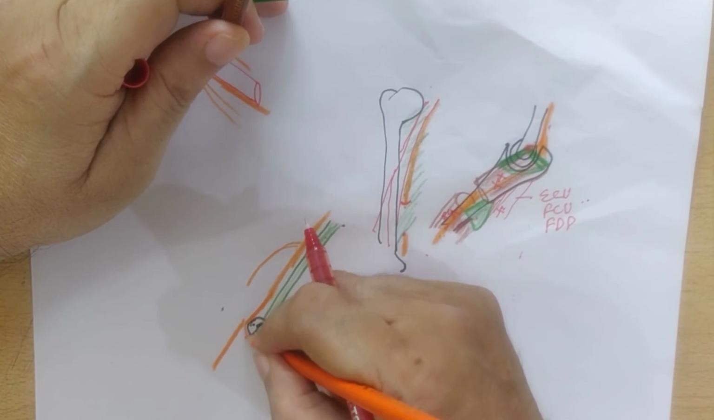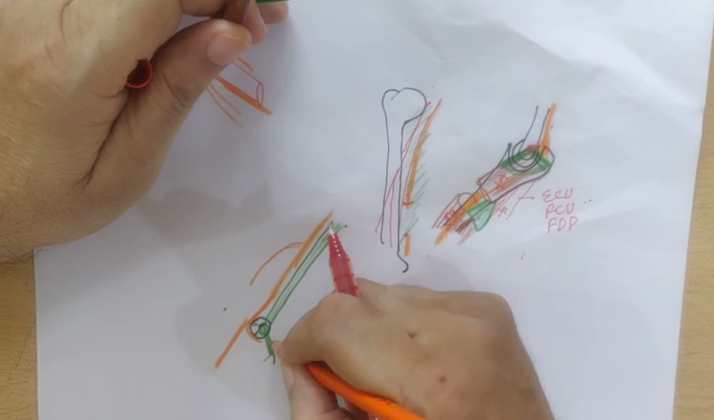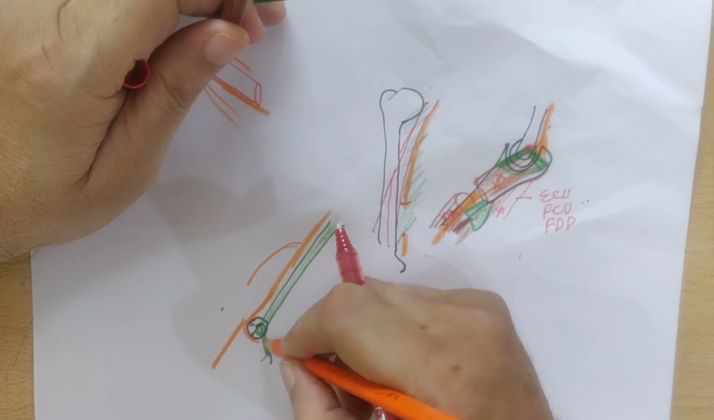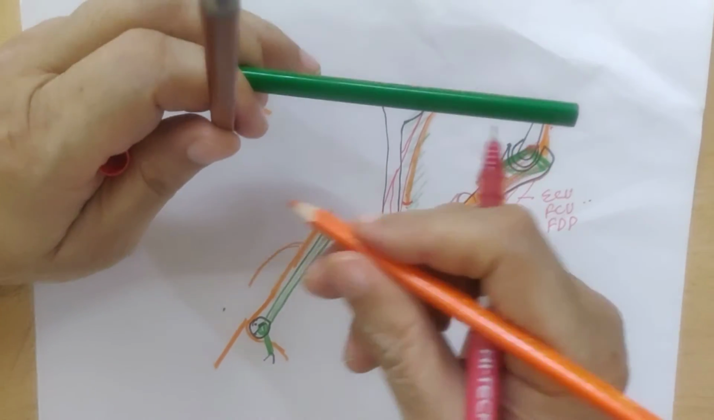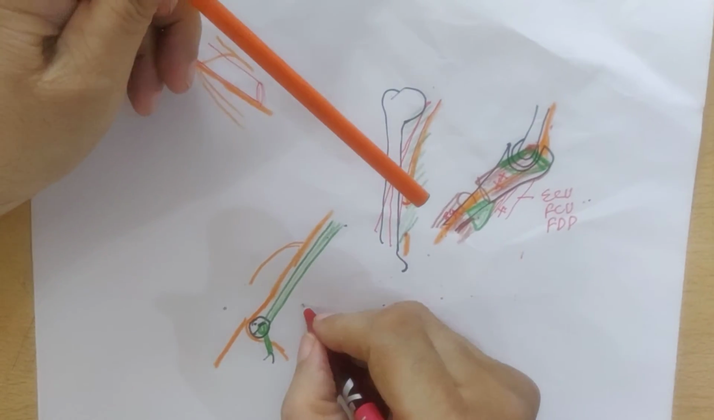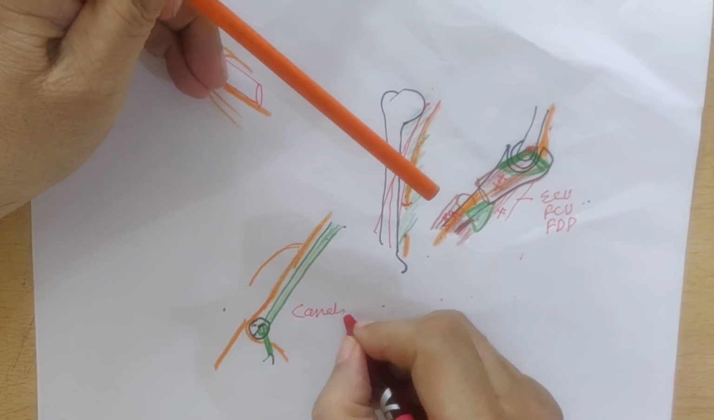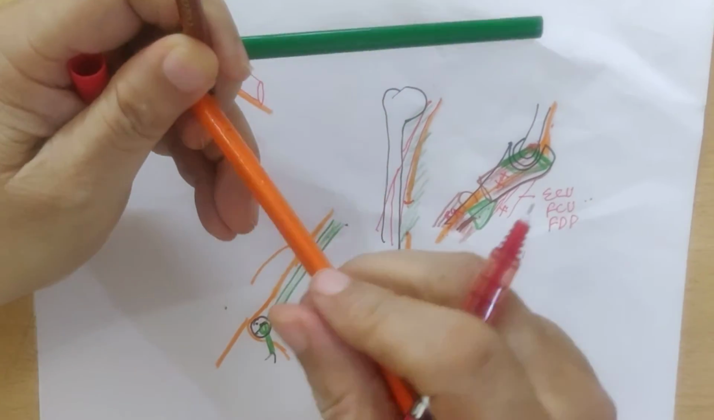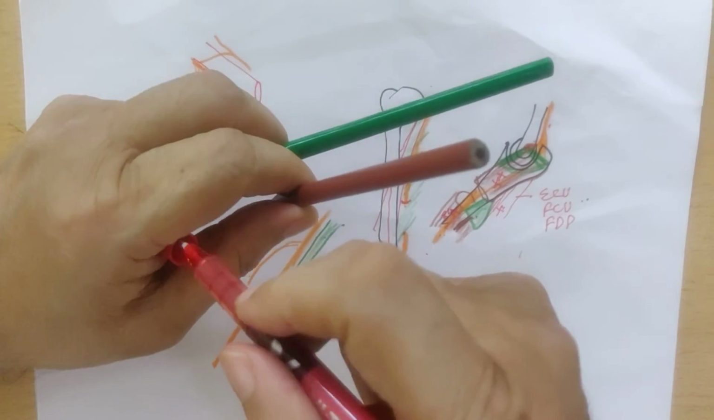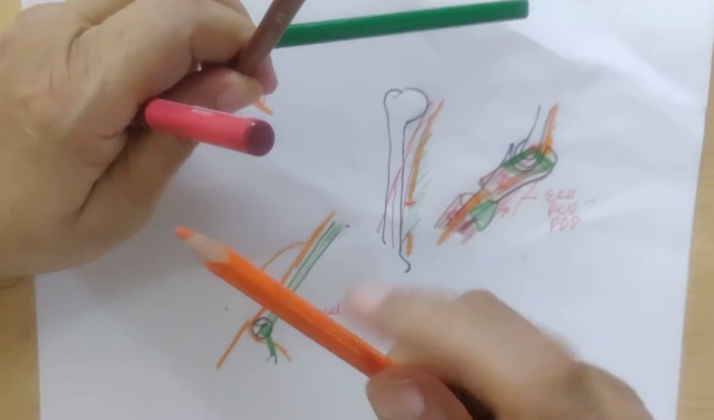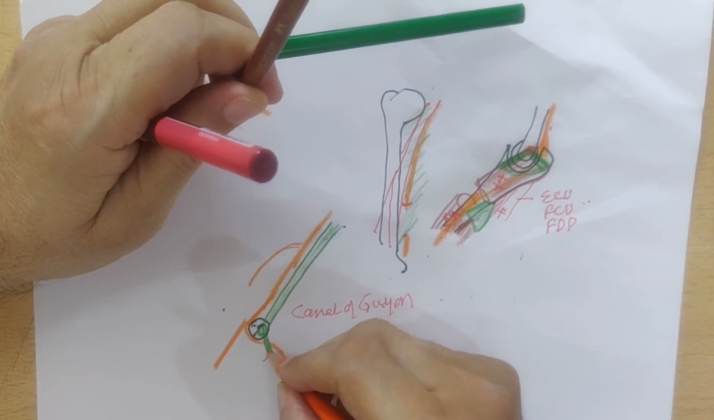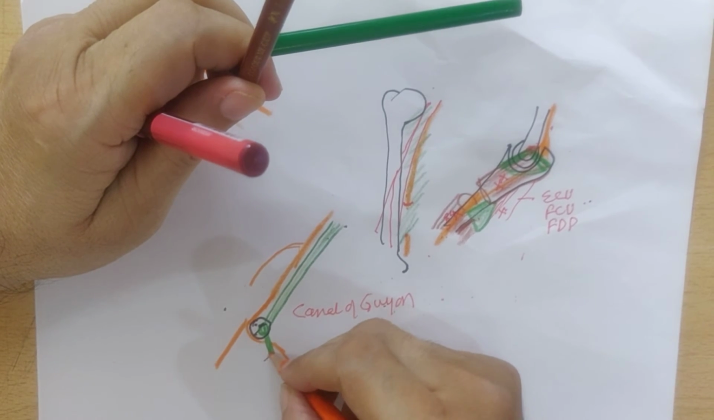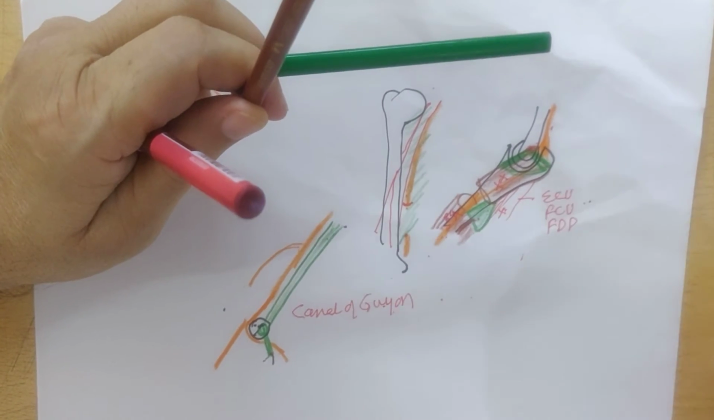And it also gives a deep branch which goes under the pisohamate ligament, and this is called the canal of Guyon. So again, in leprosy, the nerve can be entrapped at this canal of Guyon, and you will have to detach the pisohamate ligament from the hook of the hamate to decompress the nerve here.